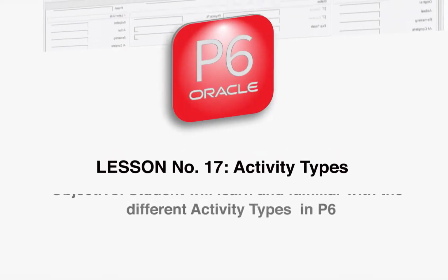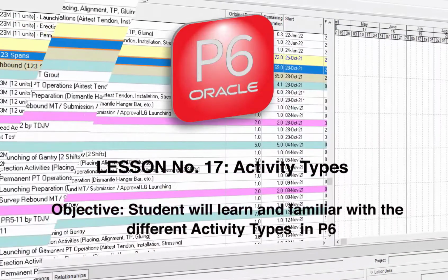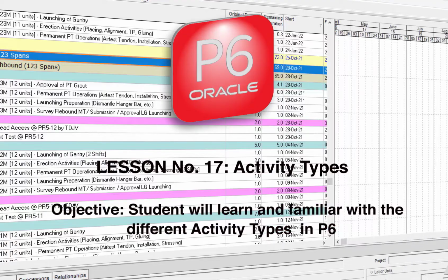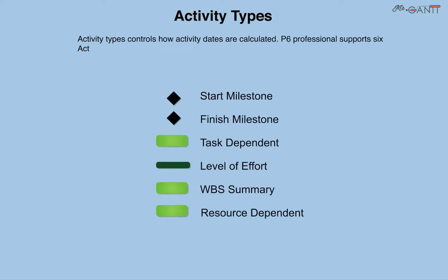Lesson number 17, Activity Types. Objective: student will learn and be familiar with the different activity types in P6. Activity types controls how activity dates are calculated. P6 Professional supports 6 activity types. Let's discuss in detail the 6 activity types.